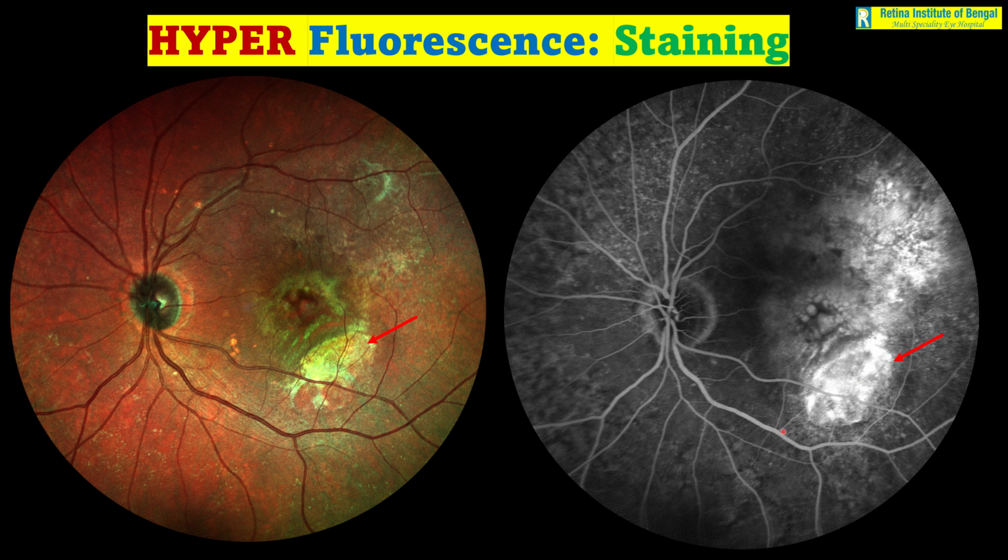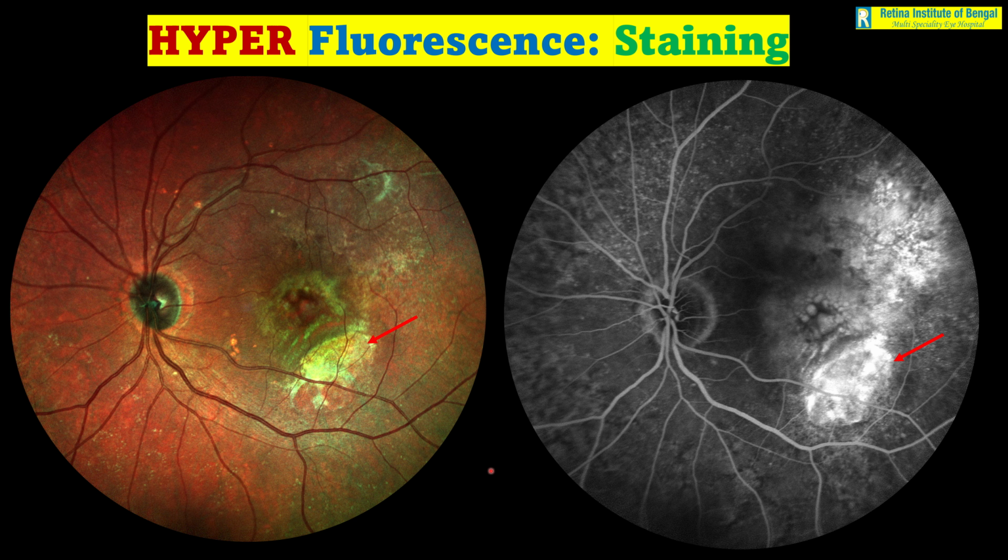Again, the area will match or correspond to the area where we can see the scar clinically, and there will be some amount of hyperfluorescence which will sustain. So in window defect, as the dye gets washed out of the choroid, the hyperfluorescence which was there intensely in the beginning will slowly go away. But in staining, the hyperfluorescence will slowly increase.